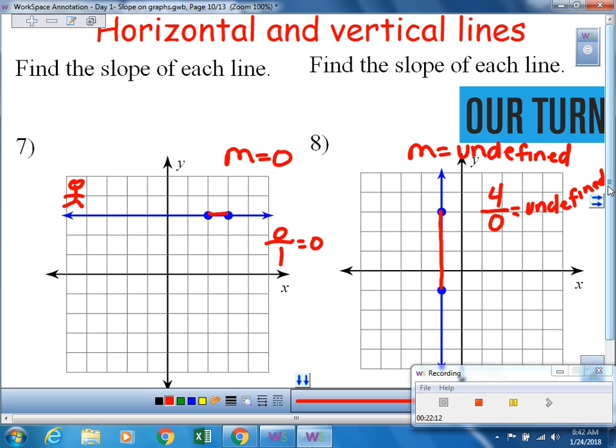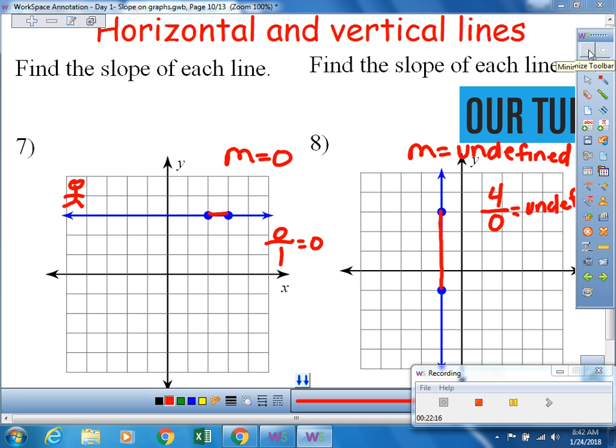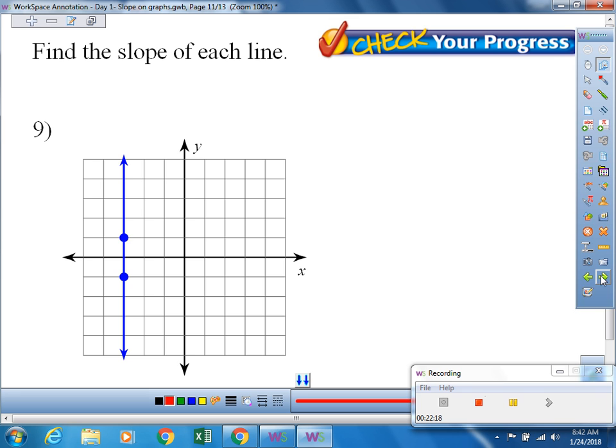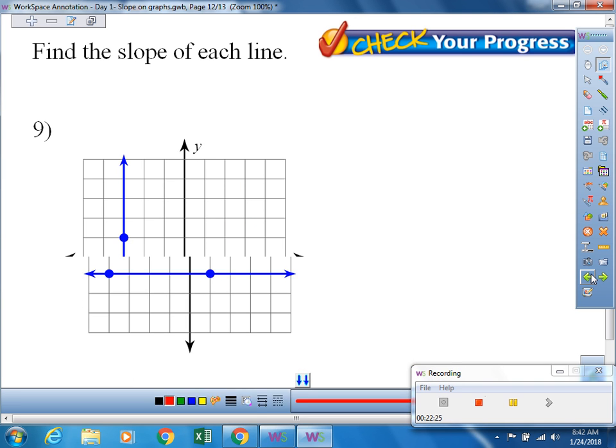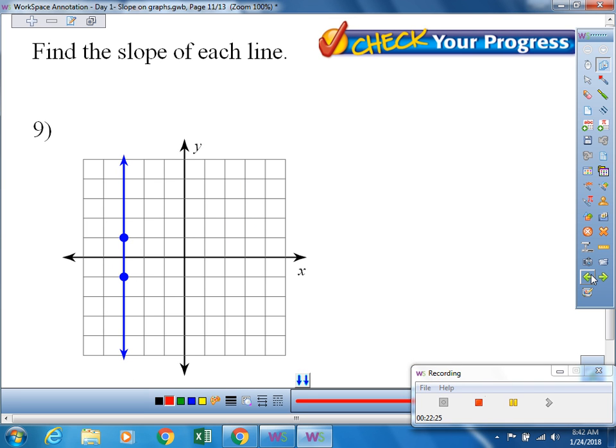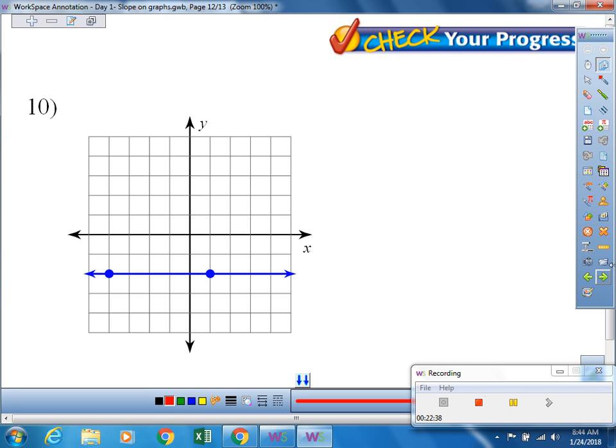All right? So, undefined. Do that one, and then do the next one. This one. Undefined. And Nevin, what's this one? So m equals 0. Okay? That's it.